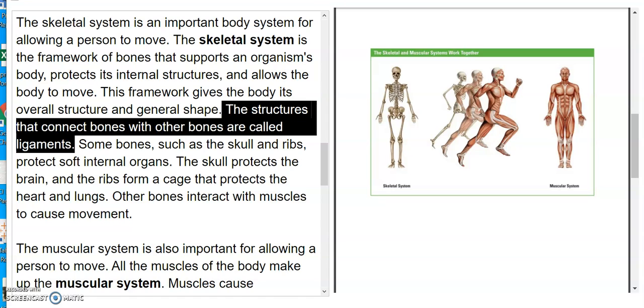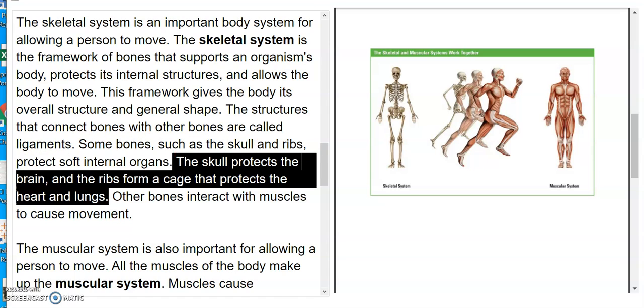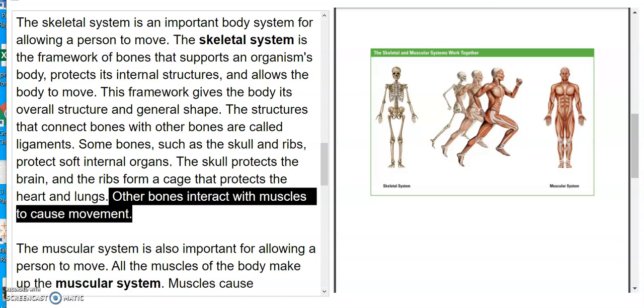The structures that connect bones with other bones are called ligaments. Bones to bones, ligaments. You got to remember that one, especially if you're an athlete. Some bones, such as the skull and ribs, protect soft internal organs. The skull protects the brain, and the ribs form a cage that protects the heart and lungs. Other bones interact with muscles to cause movement.